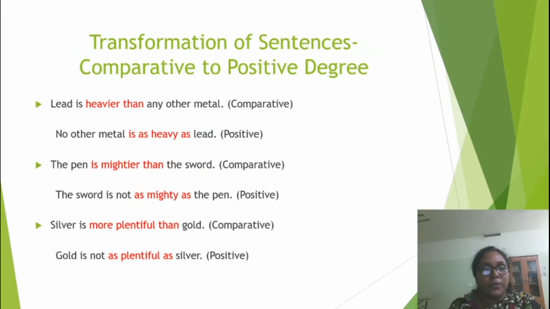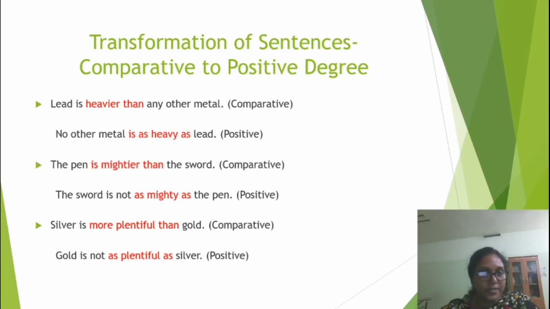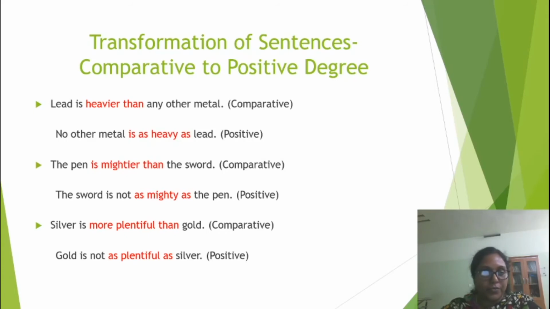Now, we will see how comparative degree can be changed to positive degree, and vice versa. Lead is heavier than any other metal. It is in the comparative degree. Heavier, the second form of heavy, with than. Then how can we express that sentence in the positive degree? No other metal is as heavy as lead. The usage as along with the positive form of the word.